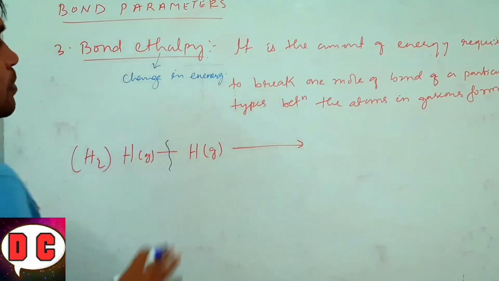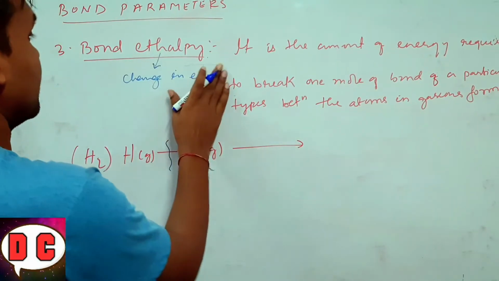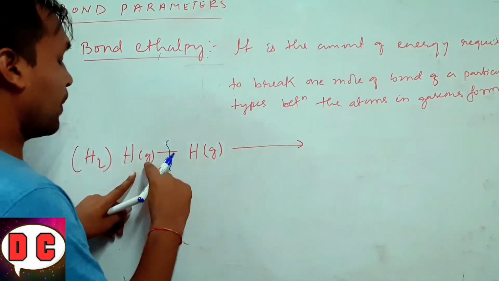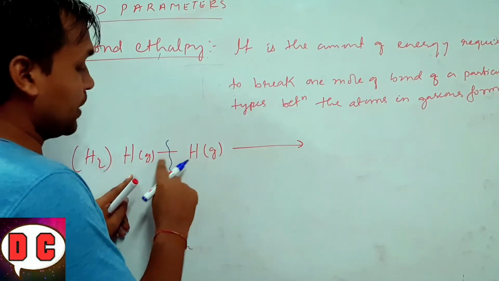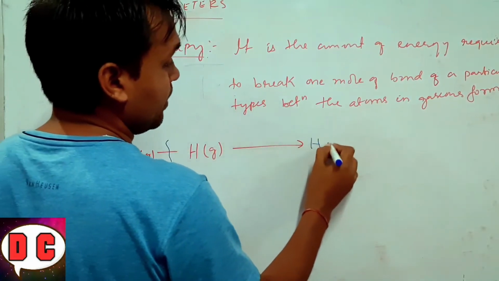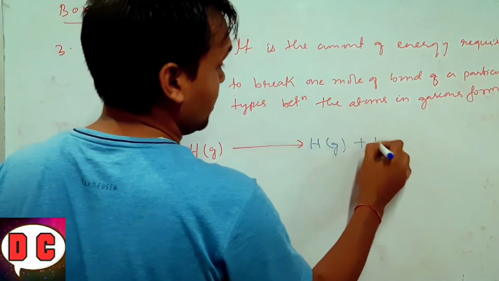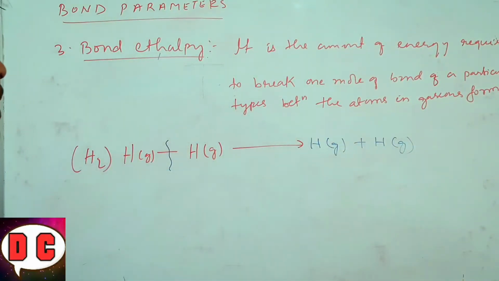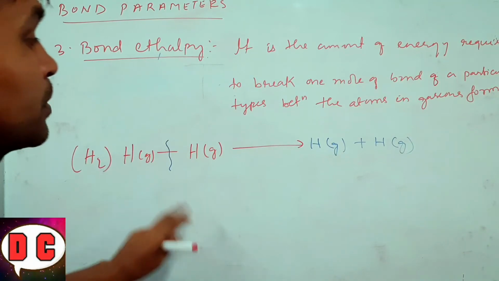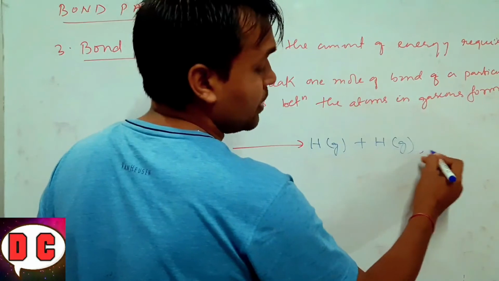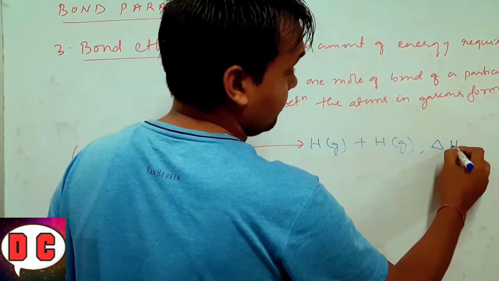Enthalpy means nothing but change in energy. Keep it in mind: the amount of energy required to break this bond, and once the bond is broken, it will be separated, H plus H, like this. That amount of energy which is required to break this bond is called bond enthalpy, and it is represented like this, delta H.